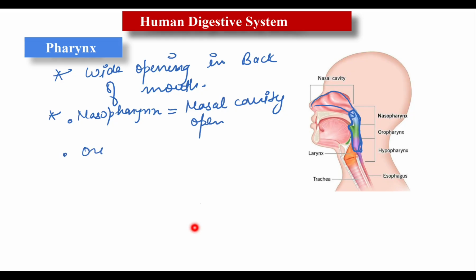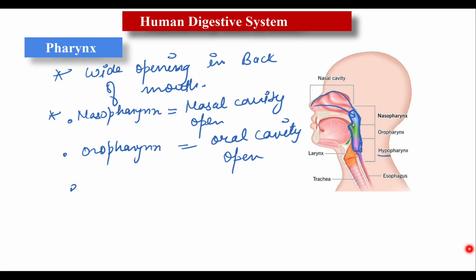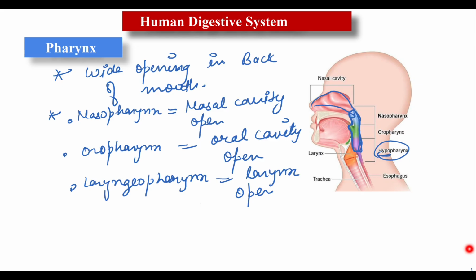Next one is the oropharynx, where the oral cavity opens. Okay, and last is, not hypopharynx, actually you have to write down laryngopharynx. Okay, so let me write it there. It should be laryngopharynx, or you can also write hypopharynx. Laryngopharynx, where the larynx opens. Okay, this is the larynx part.